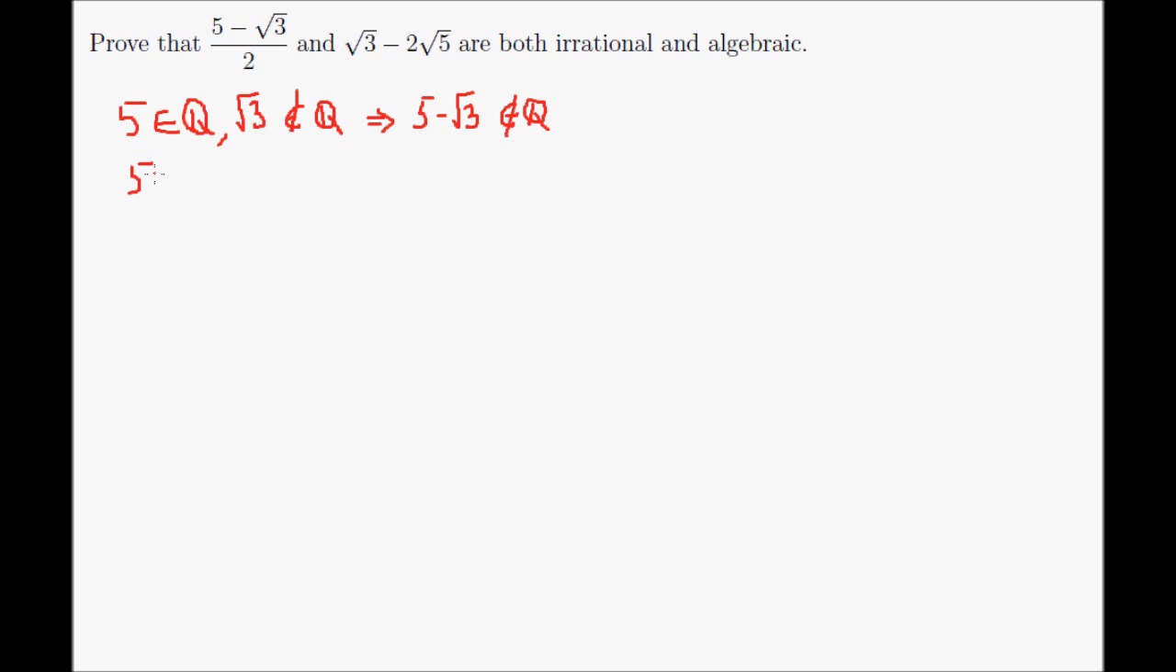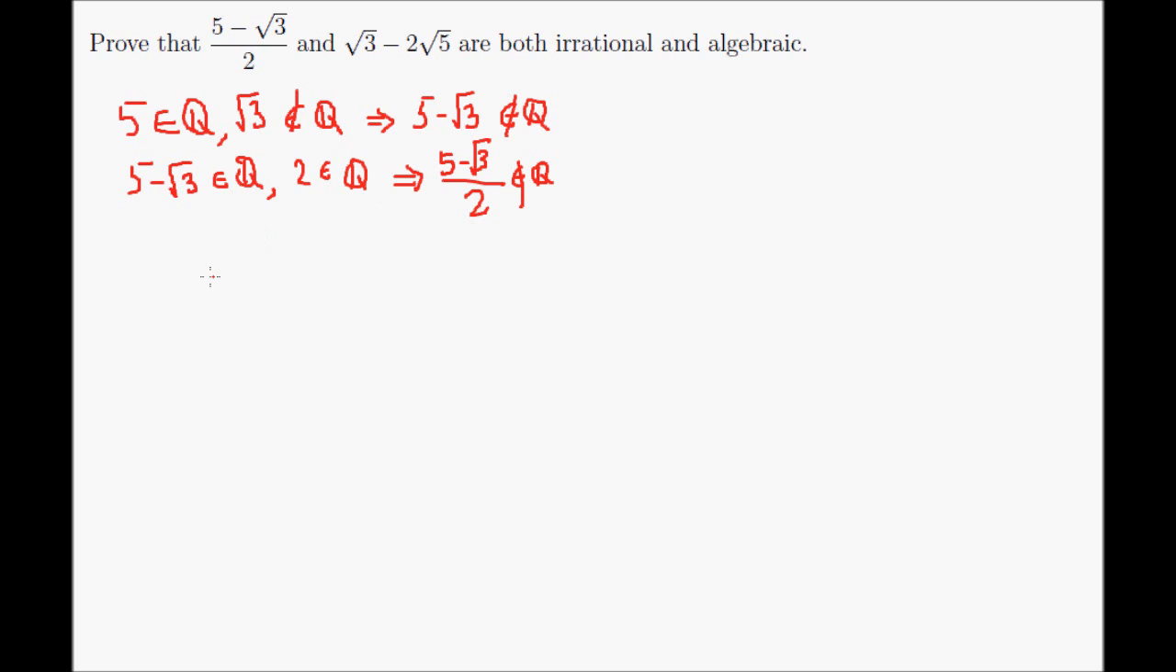So if 5 minus square root of 3 is irrational, and I divide by a rational number, 2, then that means that the quotient, 5 minus the square root of 3 divided by 2, must also be irrational. So that's the proof that 5 minus square root of 3 over 2 is irrational.